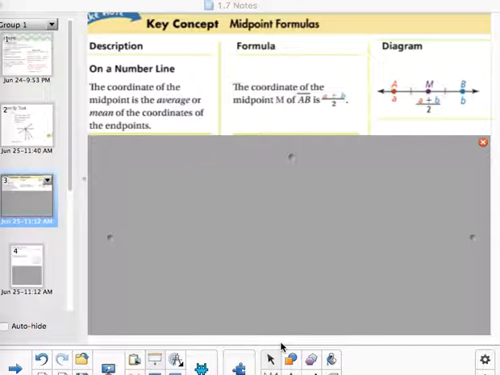Today's lesson is all about 1.7. In 1.7, we're going to focus on two formulas. One of those formulas is the midpoint formula. Now, the midpoint formula can be broken up into two separate formulas depending upon the situation you are dealing with.